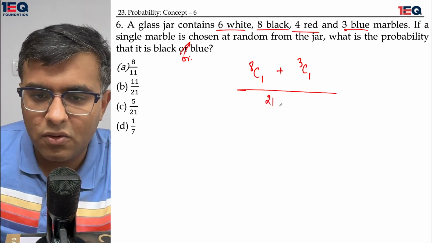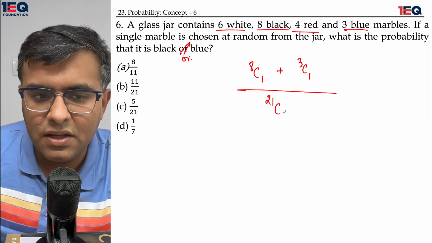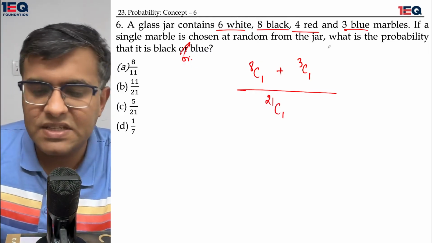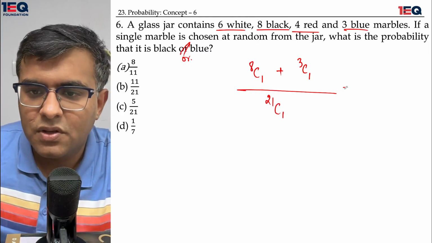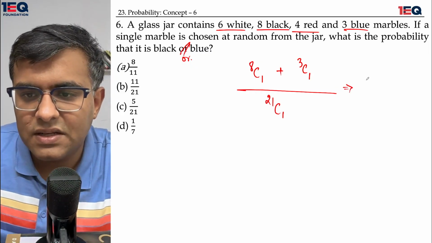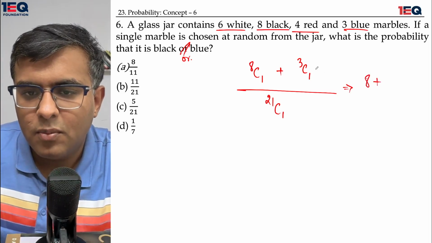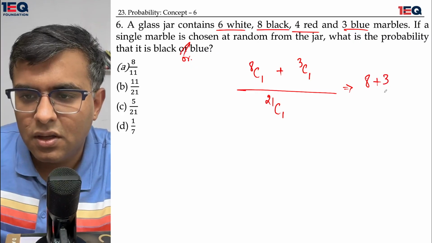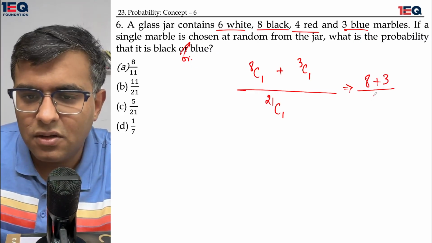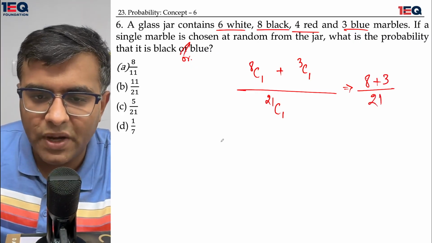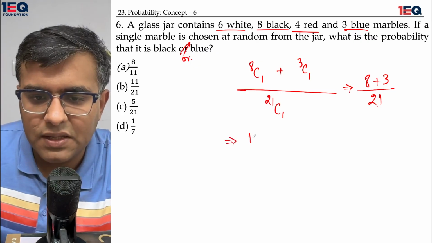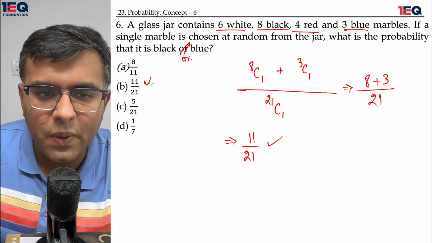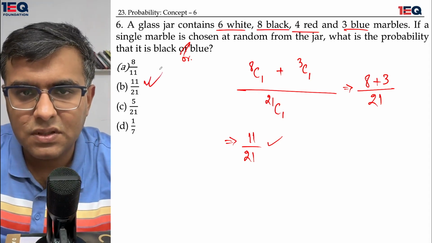They would be taken out from 21C1. Okay, 14 plus 7, 21. Yep, that is correct. So 8C1 stands for 8, 3C1 stands for 3 upon 2C1. The 21C1 stands for 21. So my final answer would be 11 upon 21. You can see how quickly we are arriving at our solutions, right?